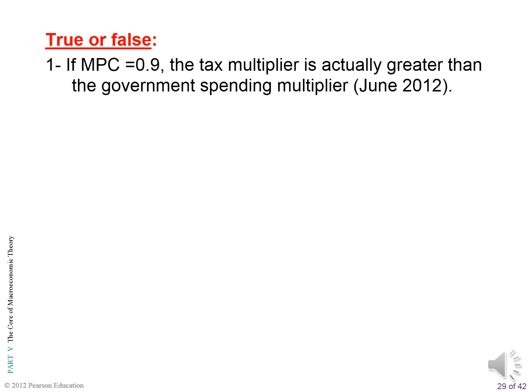And this true or false is very simple. It says if the marginal propensity to consume equals 0.9, the tax multiplier is actually greater than the government spending multiplier. The tax multiplier can never be greater than the G multiplier. So it's false. Government spending multiplier is always more than the T multiplier. Here the government spending multiplier will be 10, which is 1 over 0.1, and the other will be negative 9.